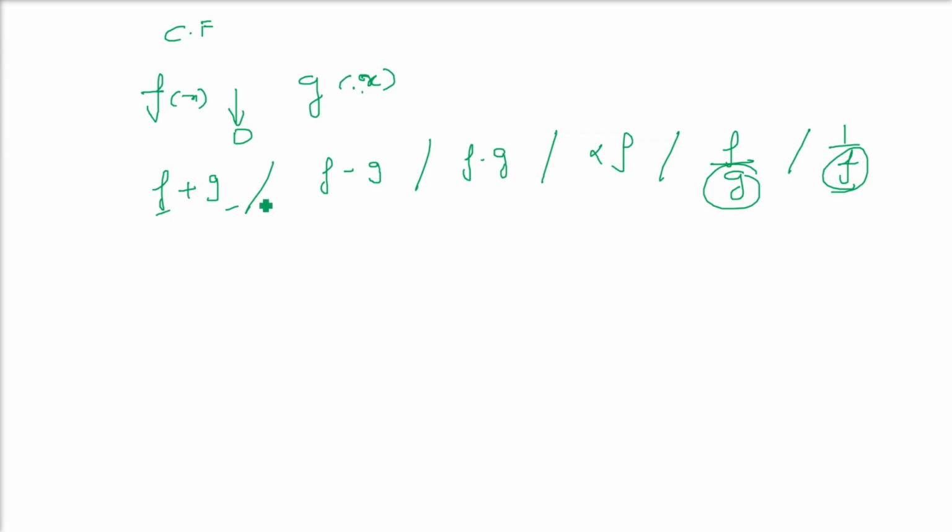Then we talk about composition, that is fog and gof, f of g(x) and g of f(x). If f(x) and g(x) are continuous, then f of g(x) and g of f(x) are both continuous as well. They also follow the concept of continuity. Remember, f of g(x) and g of f(x). These are certain properties of functions which are continuous on a certain domain.